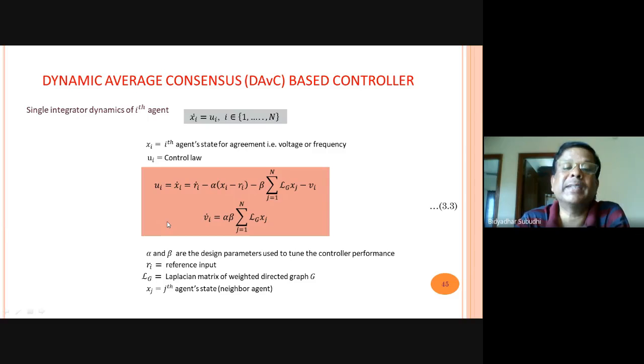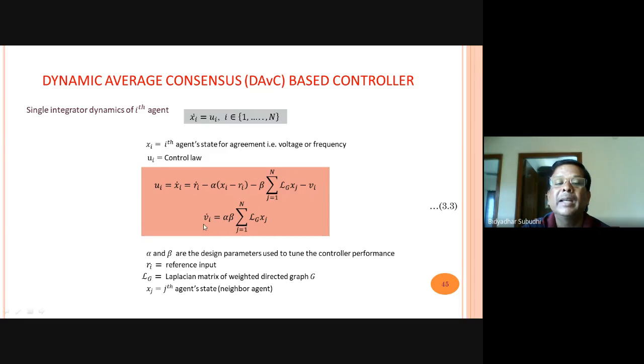Now, knowing your xi, the state, that is either a voltage or a frequency, you can compute the control ui by using the consensus control or local voting control that I discussed earlier. So you want to find ui equal to xi dot. ui can be computed as ri dot minus alpha times xi minus ri, and this term comes from the graph.